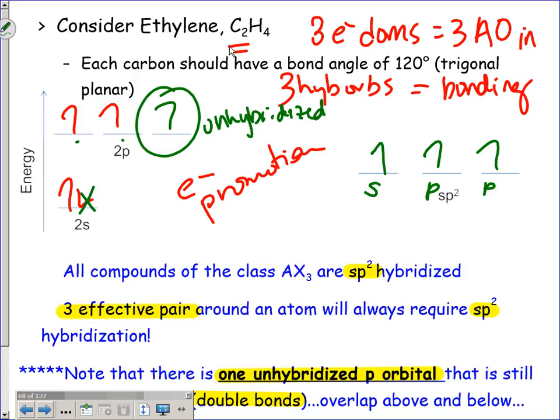Okay? Why can't I just leave the 2s there? Will it overlap with anything? No, I'm sorry, why can't I leave the 2s2 there? It's not going to overlap with anything. That orbital is filled. It can't take on more electrons. It will not bond. So that's why we allow it to promote, because we need it to bond. Does that make sense? Allie?